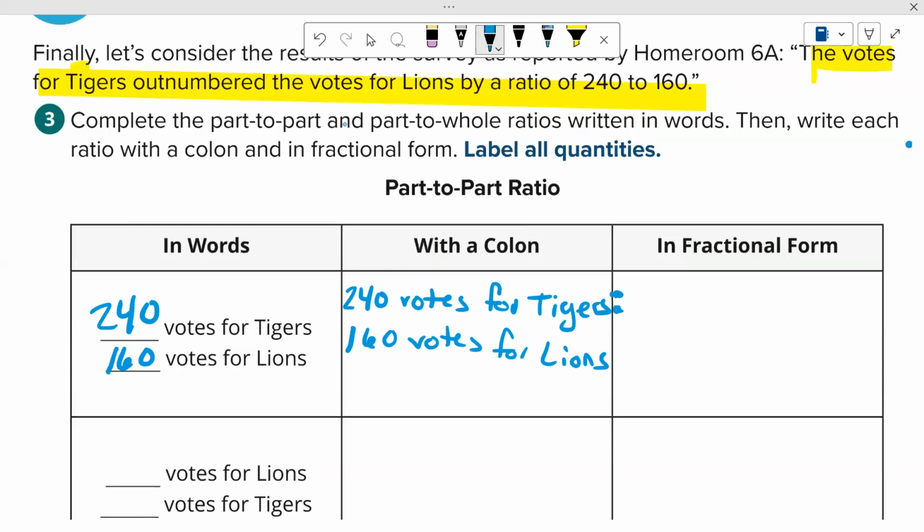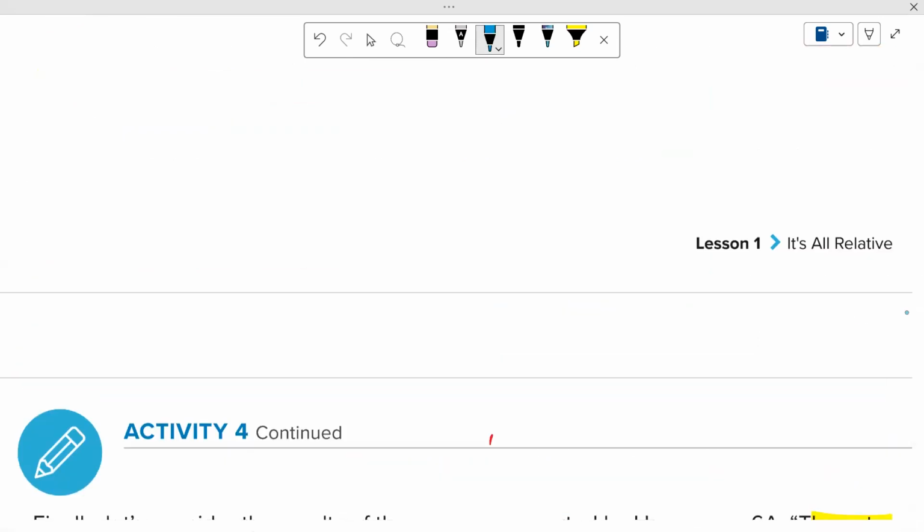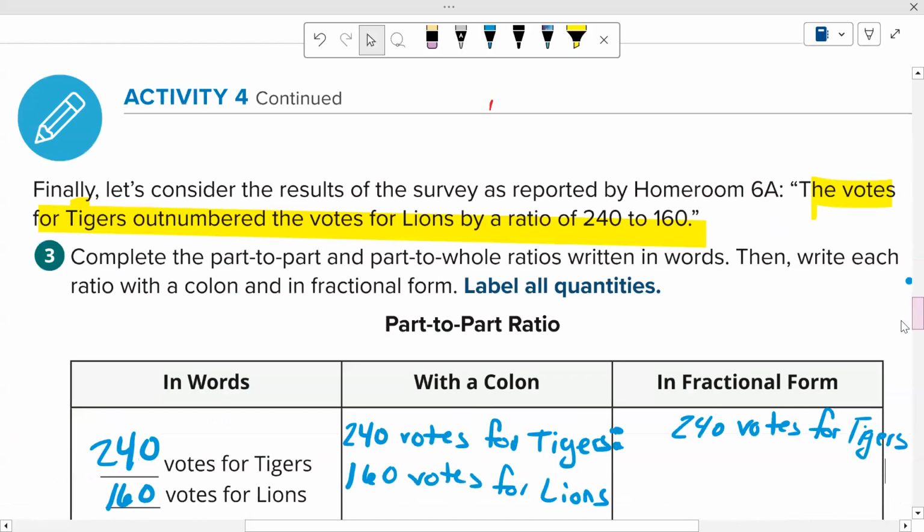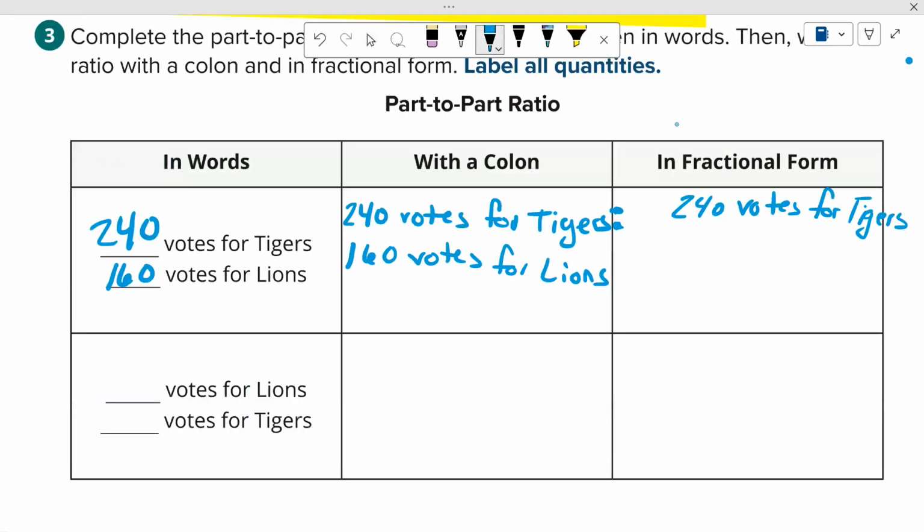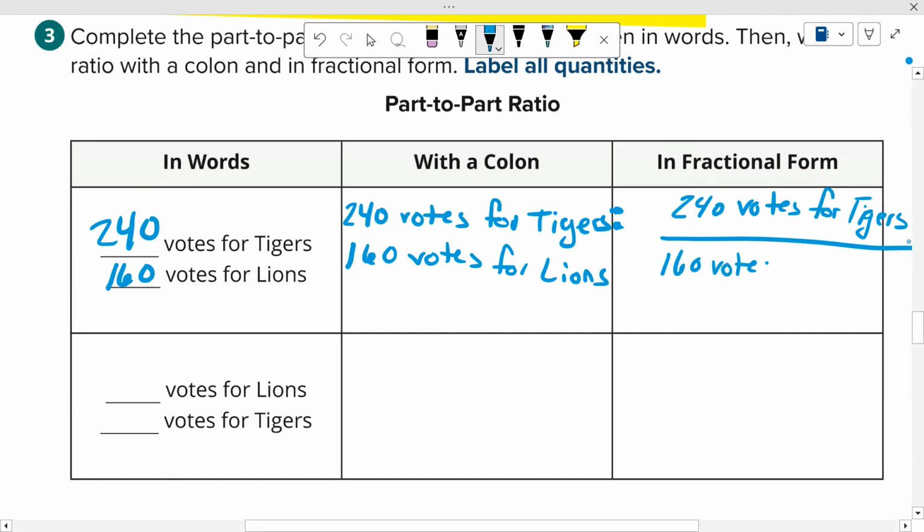And in fraction form, you would write 240 votes for tigers on top. Oh, what did it just do? Jumped it up there like that. And then you would write the fraction bar and do 160 votes for lions.